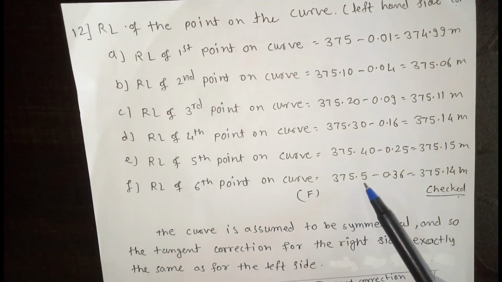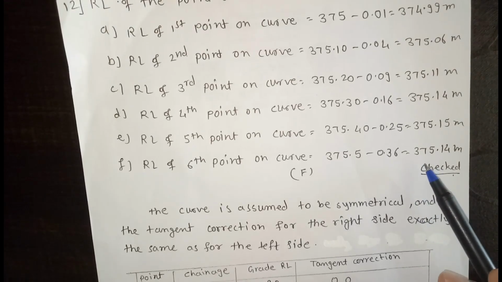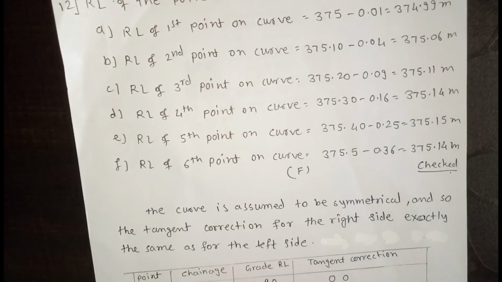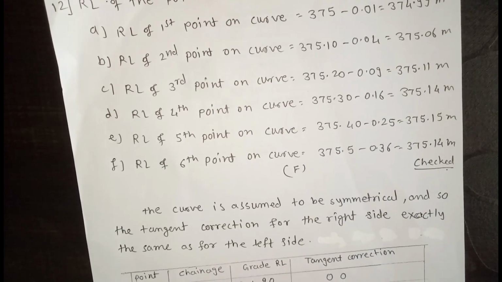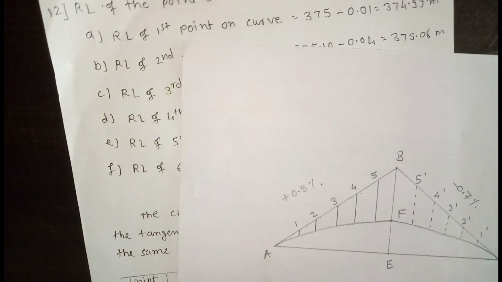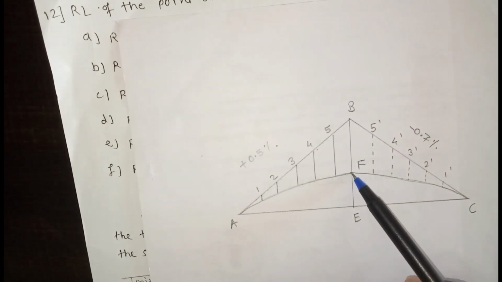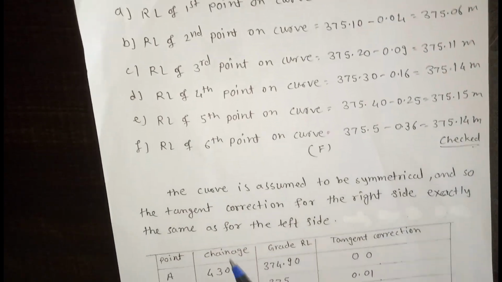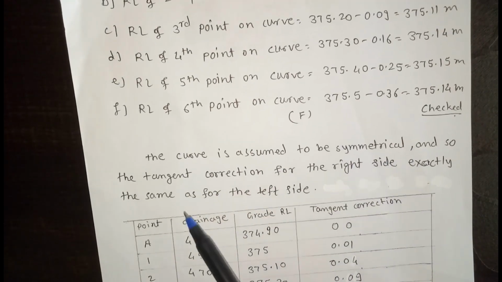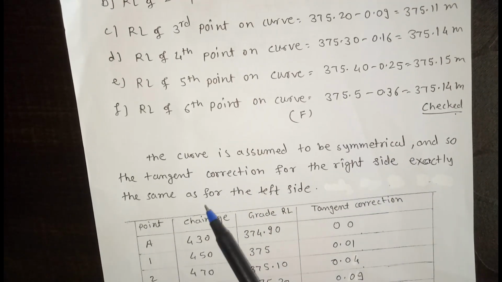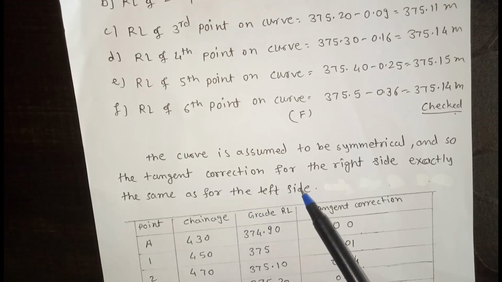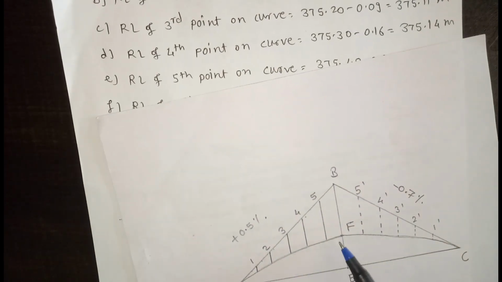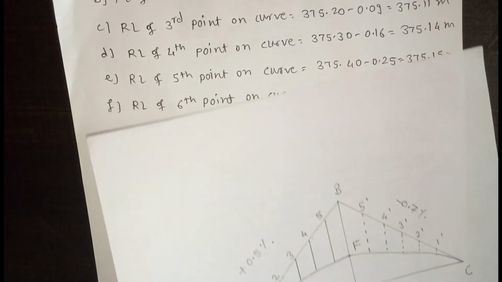So 375.50 minus 0.36 is equal to 375.14 meter. This is the RL of F, which is here, the last point on the curve. The curve is assumed to be symmetric, so the tangent correction for the right side is exactly the same as for the left side. We have just calculated the RL of this curve, and the same RL applies for this curve also.